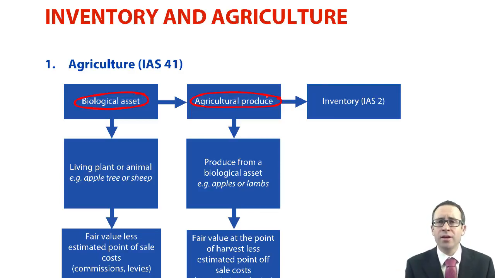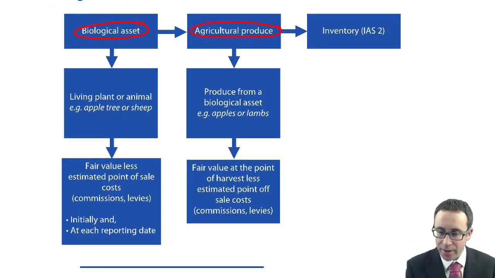Alternatively, you could have your apple tree, and as that apple tree grows, there will be apples upon it, and you harvest those apples from that biological asset, and those apples become the agricultural produce. They are the produce from the biological asset. So anything that comes from that biological asset, whether it's another living plant or animal, or something that you're going to carry on and sell at some point in the future, is your agricultural produce.